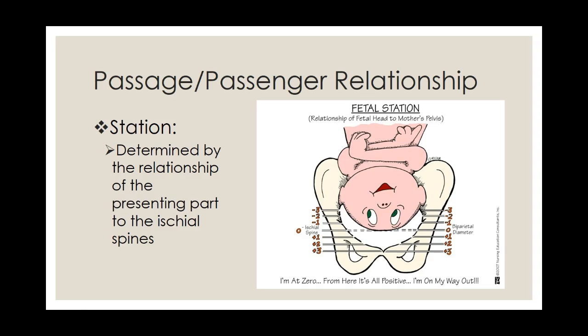So now let's talk about station. Station is determined by the relationship of the presenting part to the ischial spines. So the ischial spines are the two little bumps on the inside of a mom's pelvis. And whenever you do a sterile vaginal exam, you can feel those ischial spines.